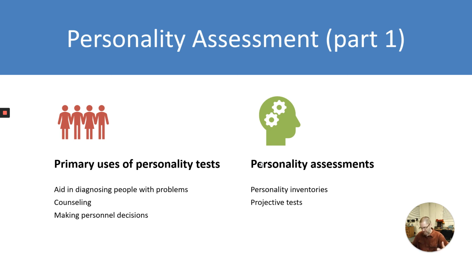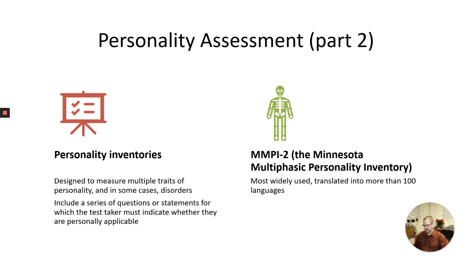So what is revealing in these types, and we'll see a Rorschach test momentarily. The personality inventory is designed to measure multiple traits of personality, and I think we get this because we've talked about it enough. One being the MMPI-2, Minnesota Multiphasic Personality Inventory. That's the most widely used. It's a bunch of true, false, or true, false, can't say.